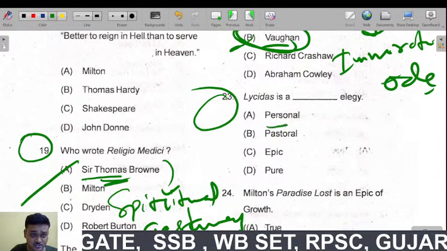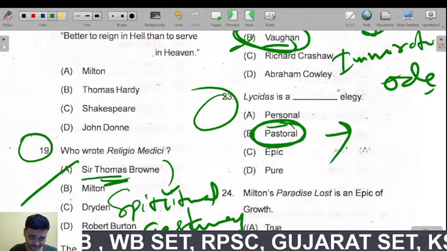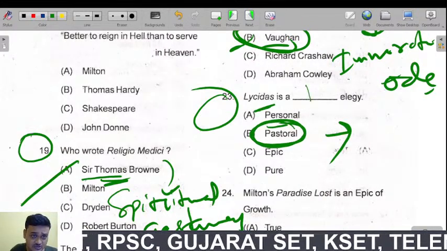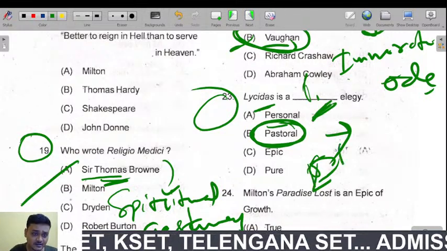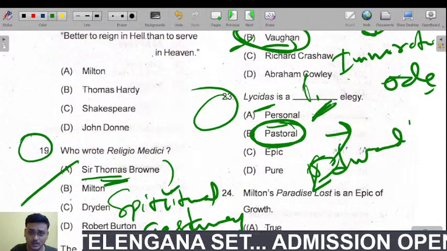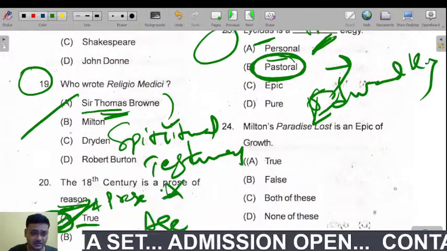Lycidas is a pastoral elegy, written on the death of Edward King, who died of drowning.